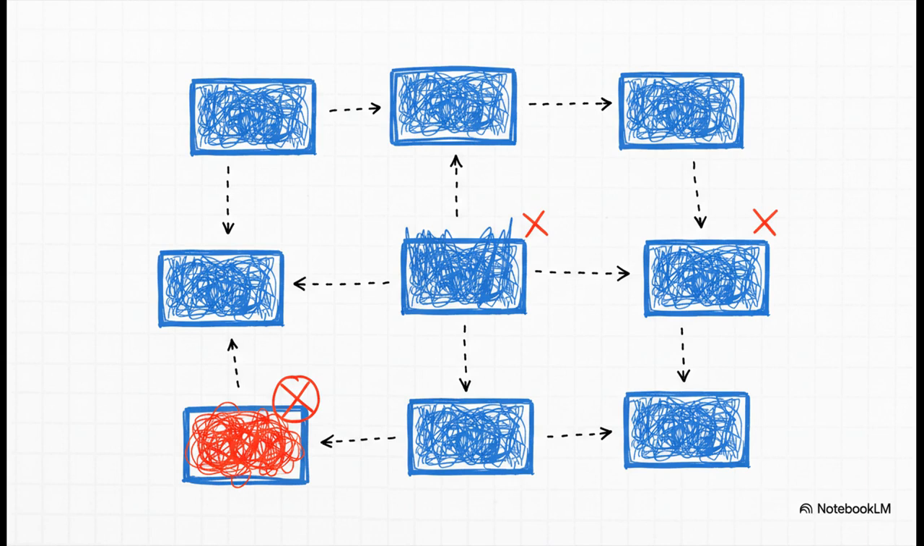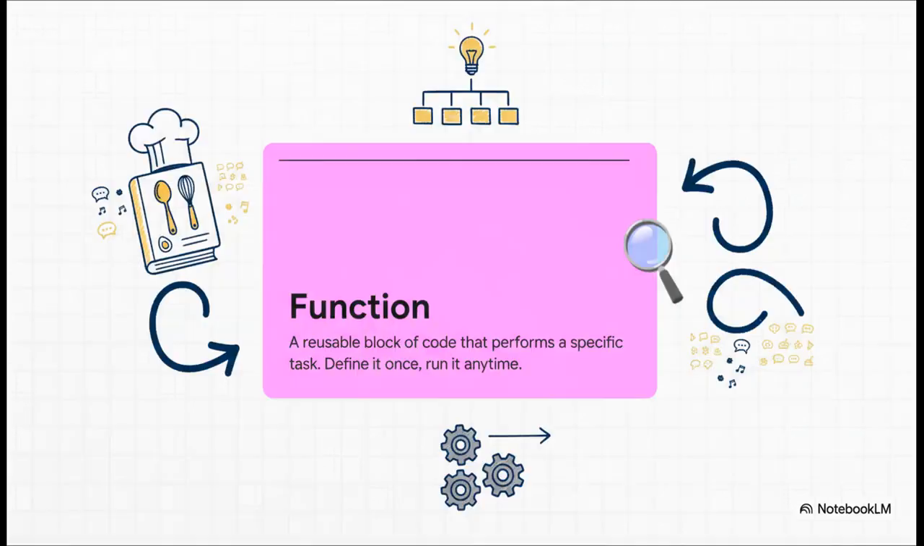Now, just imagine doing that 100 times throughout your program. It's not just a waste of time, it's a recipe for disaster. If you ever need to change that welcome message, you'd have to hunt down every single instance. The elegant solution to this problem is the function.